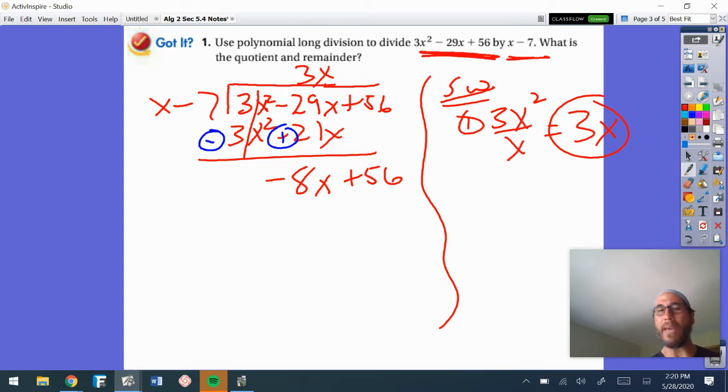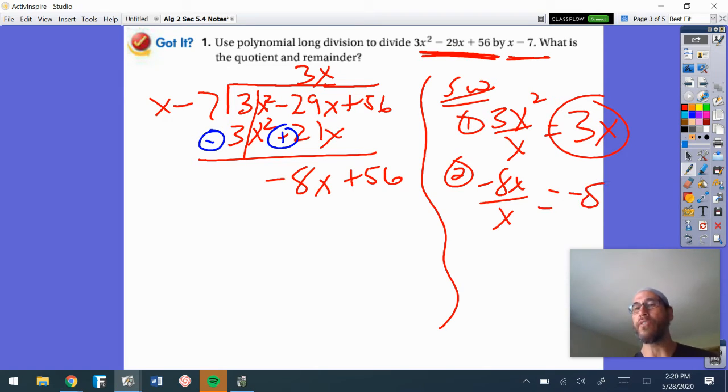And I can. Why? Because that's an 8x, and that's an x on the outside. So as long as the degree is the same or bigger, you get to keep on going. Divide the first guy underneath, which would be the first guy in your new dividend, with the first guy on the outside, which is your divisor, and you get an answer of negative 8. All right, and then you take that answer and you put it up there. Negative 8 times x is negative 8x.